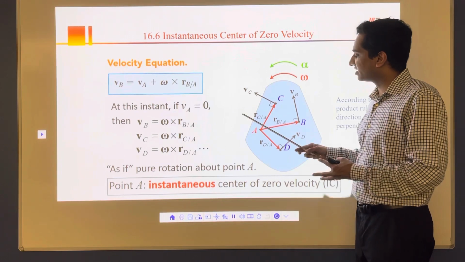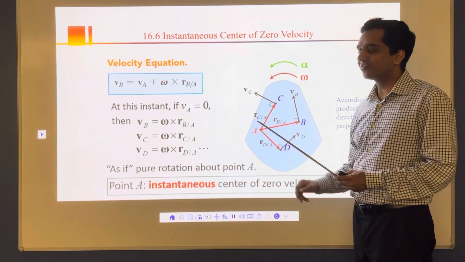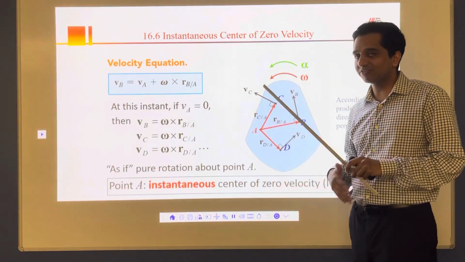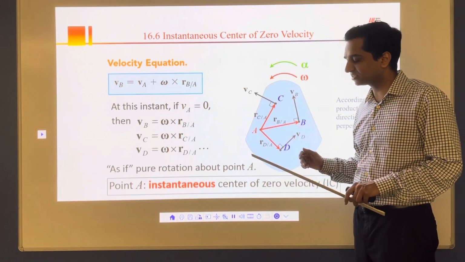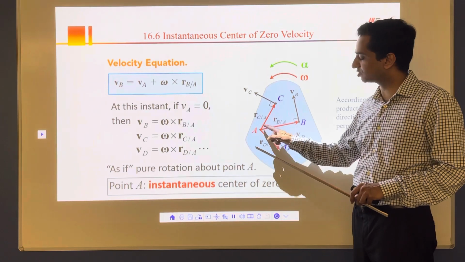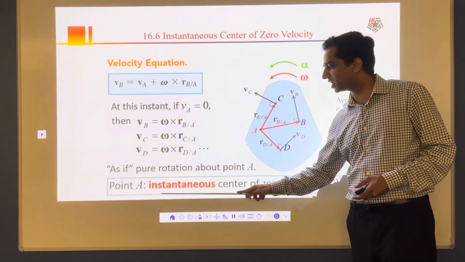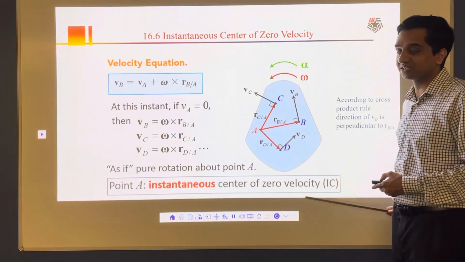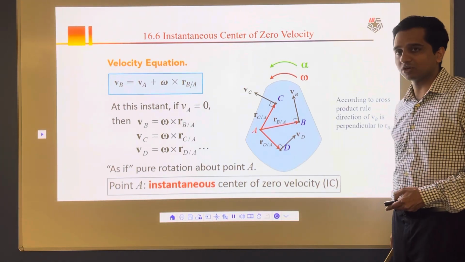It means at that instant the velocity of A is 0. Of course, if you move on to the next instant, the velocity will not be 0, but for that instant, if I freeze the frame, the velocity of A is 0, and that's why I'm going to call it the instantaneous center of zero velocity. And if I can locate this IC, the instantaneous center of zero velocity, I can solve the problem.